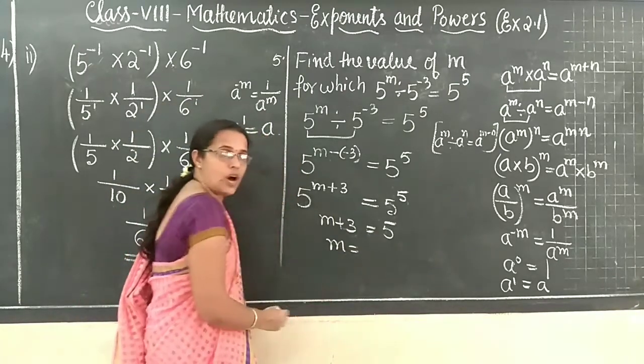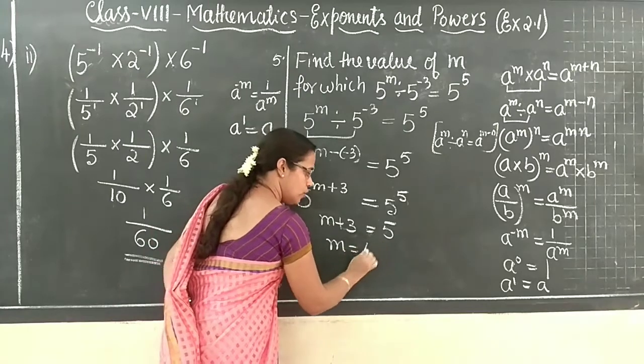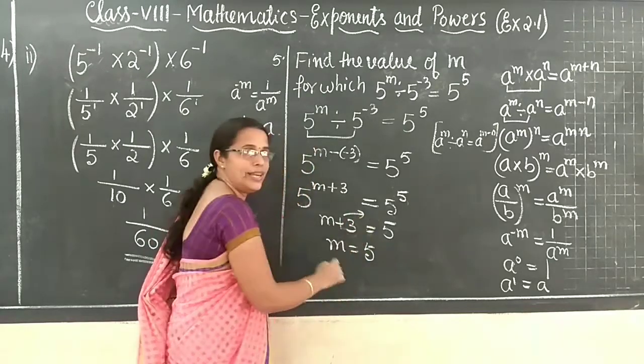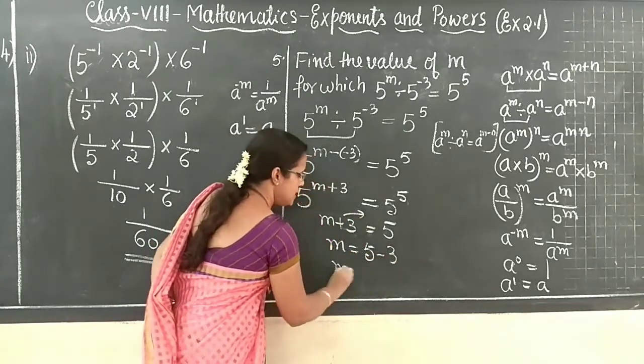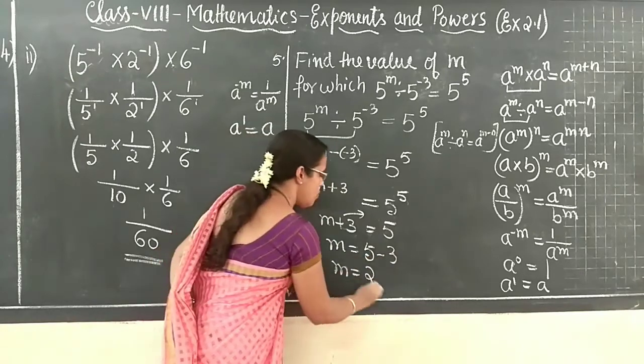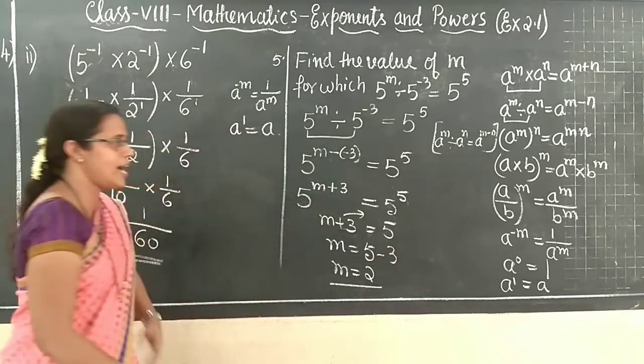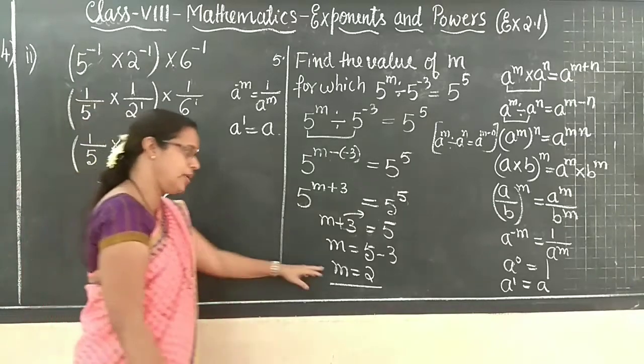So m is equal to how much, children? m is equal to 5 plus 3 going that side, minus 3. So m is equal to 5 minus 3, which is how much? 2. So the final answer is: m value is 2.